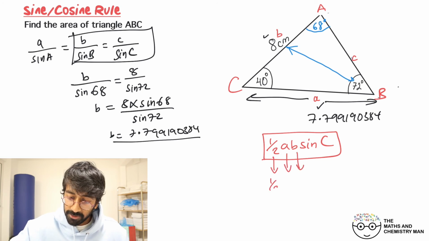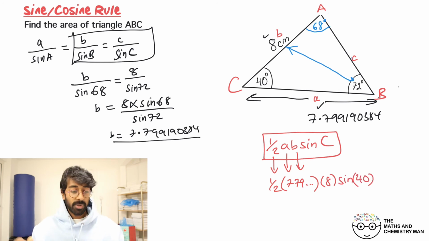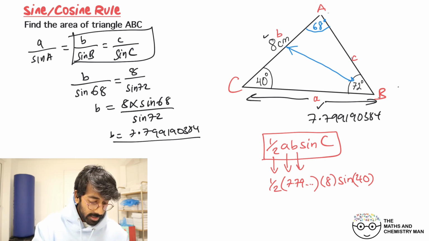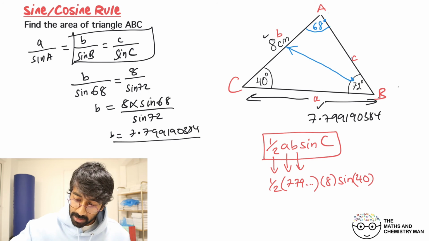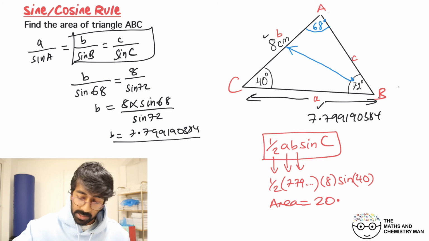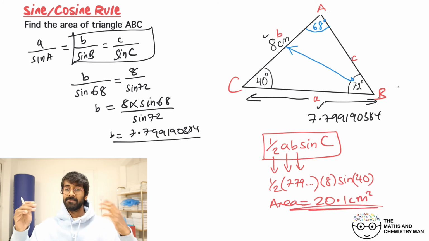Bam. So we've got a half, a, which is 7.79 and so on, b, which is 8, and then sine capital C, which is sine 40. So all we've got to do is punch that all into our calculator and see what we get. That's going to be 0.5 times that, times 8, times sine 40. Bam! And that answer comes out as, so we can say area equals, I'm just going to go to one decimal place here, 20.1 centimeters squared. Boom. And there it is.